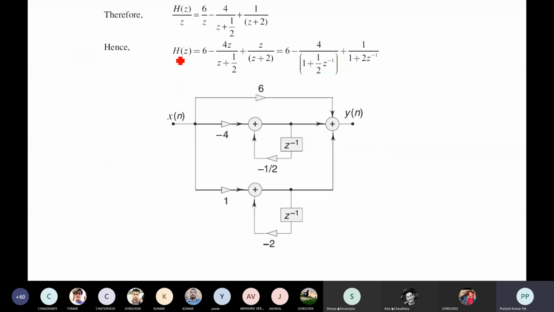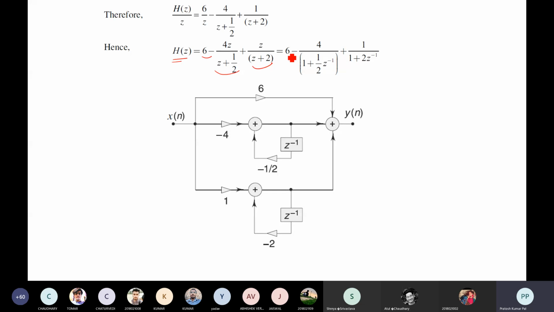Once we have the A1, A2, A3 values, we get H(z) divided by z equal to 6 by z plus the other terms after putting in the coefficient values. Then to find H(z), we multiply by z, so it will be 6 for the first. This is the first transfer function, this is the second transfer function, and this is the third transfer function.